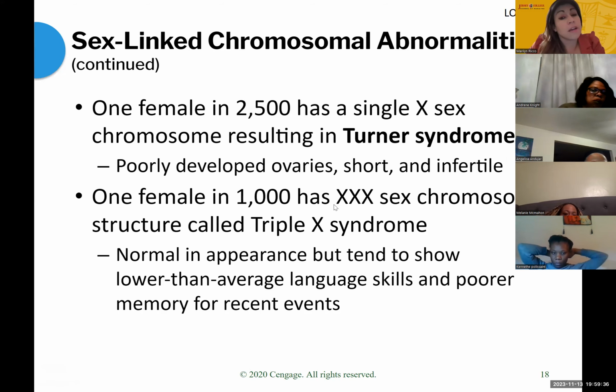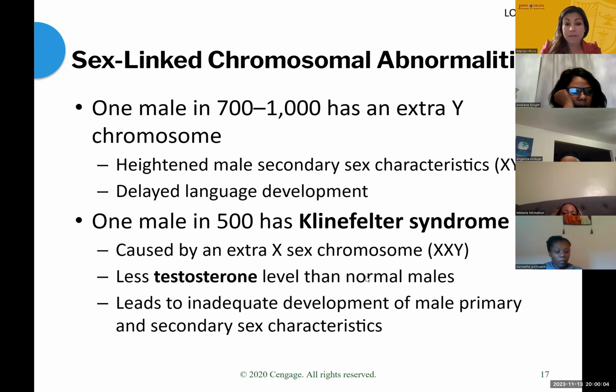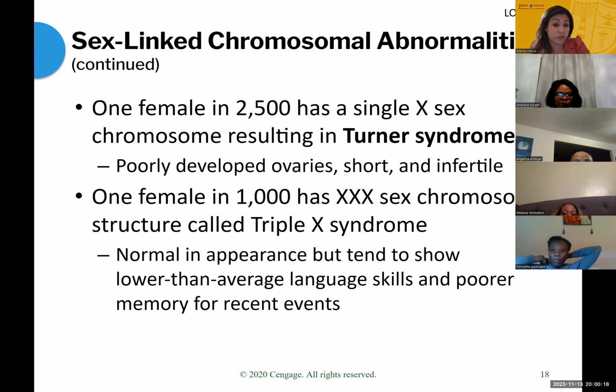One female in 2,500 has a single X sex chromosome, resulting in what we call Turner syndrome. It's poorly developed ovaries, short and infertile. One female in 1,000 has that XXX sex chromosomal structure called XXX syndrome. It's normal in appearance, but tends to show lower than average language skills and poorer memory for recent events. So Klinefelter, you want to know, is the male, right? And they're both linked to infertility, both of them. This is the male version, Klinefelter syndrome, and then the female version is Turner syndrome. And they both have this extra chromosome, and it's basically linked to infertility.